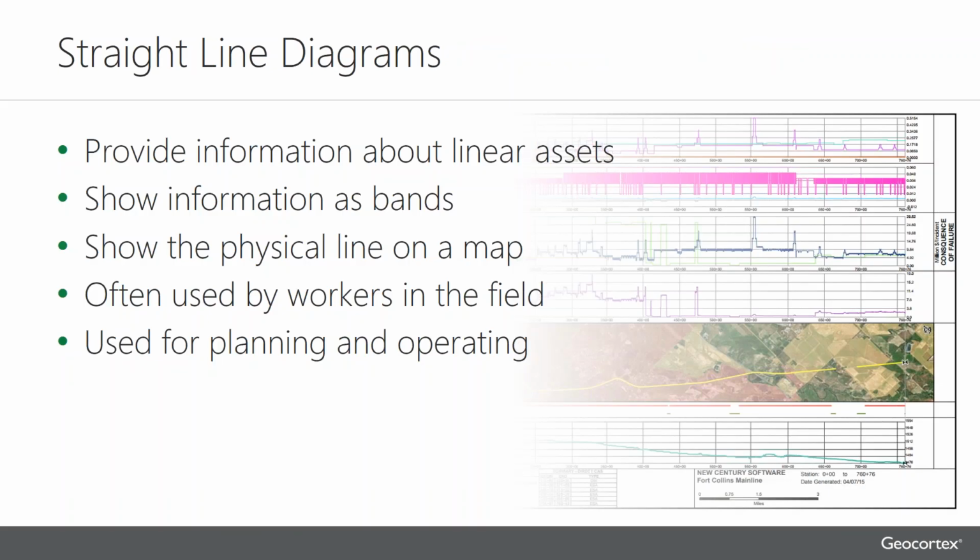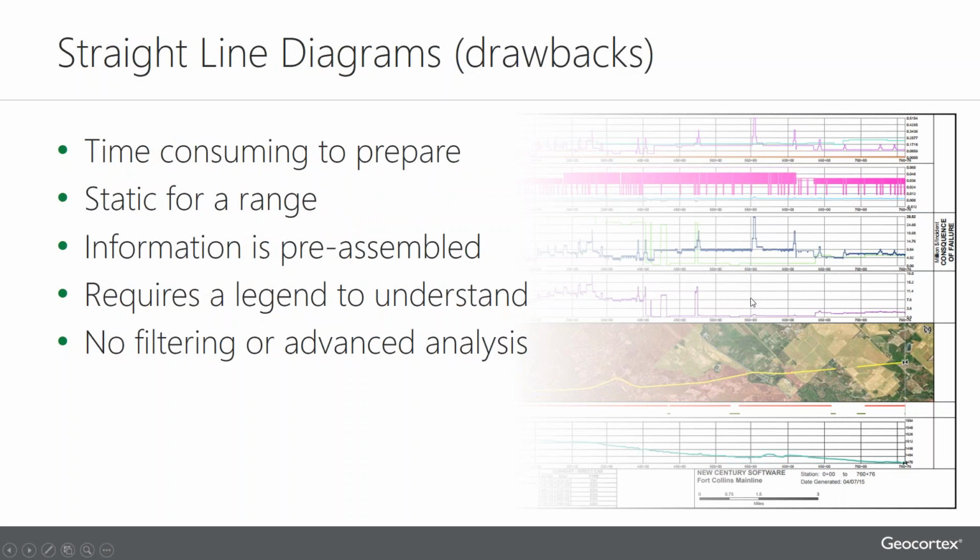And hopefully you're all familiar with what a straight line diagram is. It's a static PDF that allows you to visualize or identify all of your linear asset information for a specific measure and range. There are drawbacks. You might not be able to identify some of the additional areas along that particular range, as it's a static PDF. It's not continuously updating with your linear network data, and you can't perform any advanced analysis or filtering on that data.